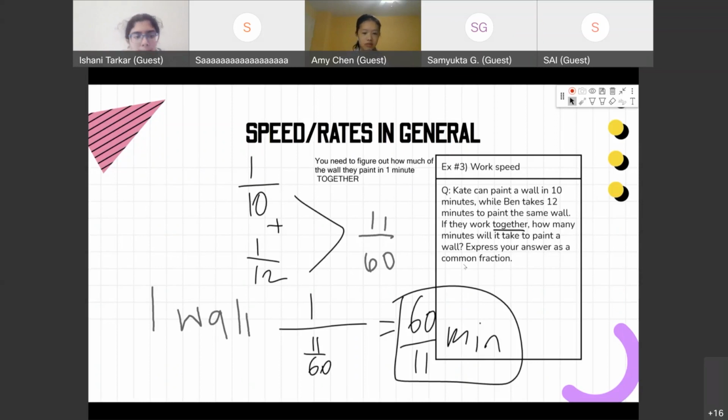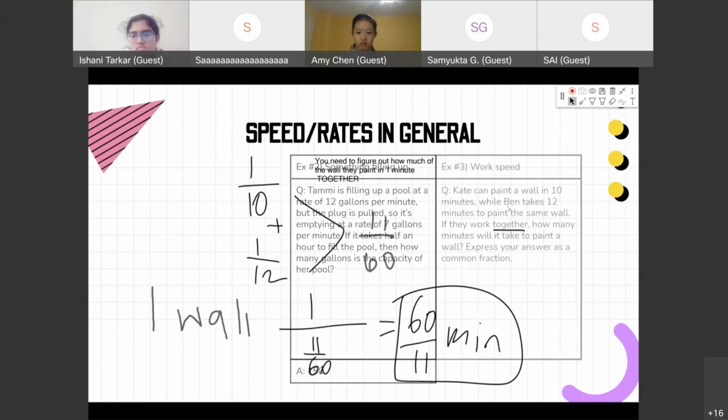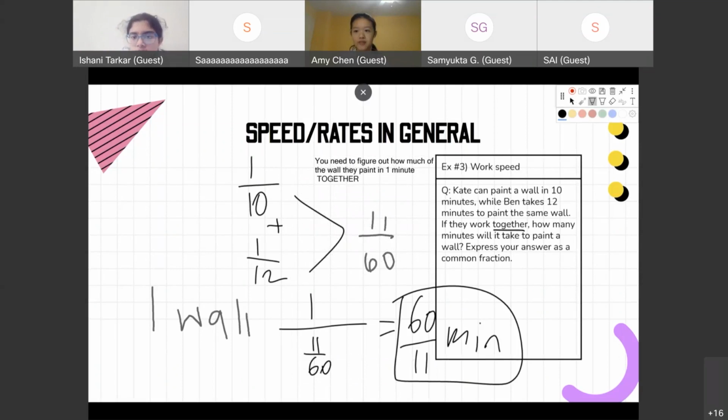Also, the reason we did 1 divided by 11/60 is because 11/60 is their combined rate. So if we do one whole wall divided by their combined rate, that gives us the time it took for them to paint one whole wall together.